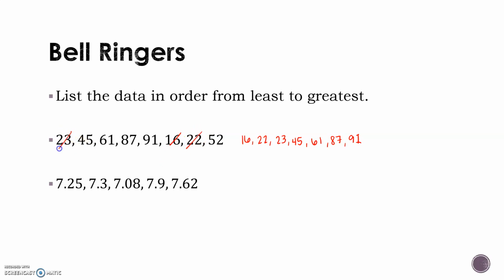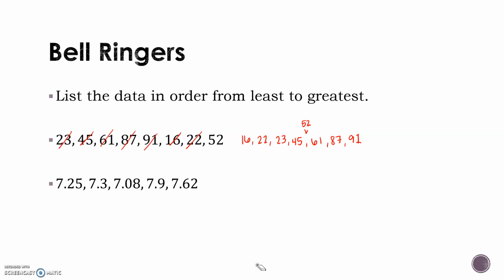I've got 22, 23, 45, 61, 87, 91. Oh, I forgot 52. So 52 would go in here. And since I wouldn't want to rewrite all of that, I could just do that really easily.